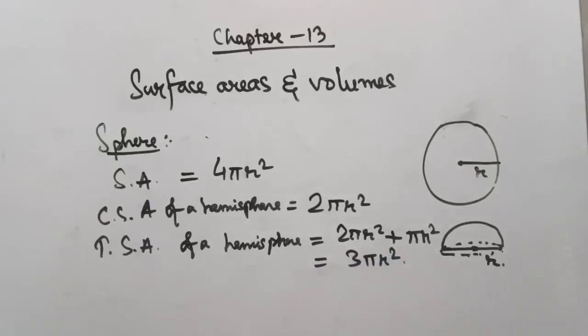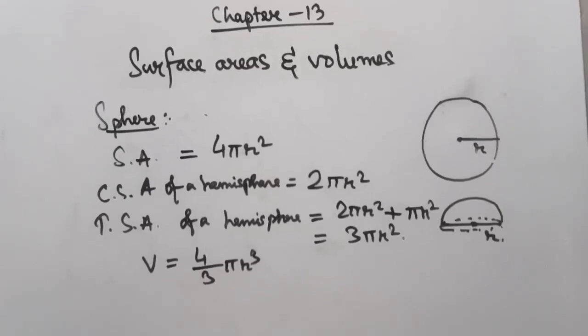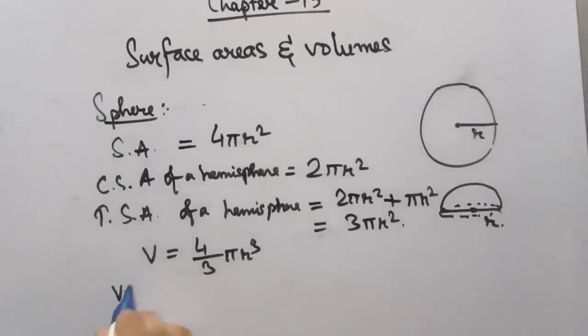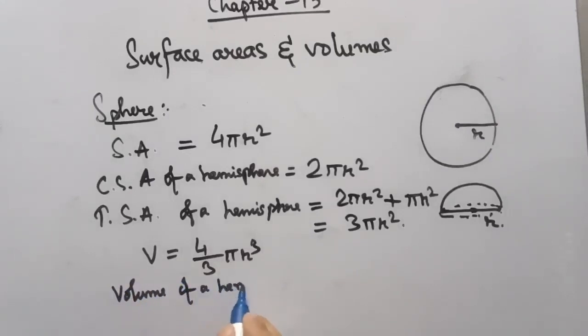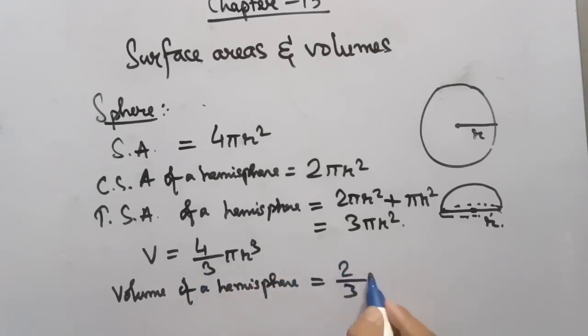Now let us study about the volume of a sphere. Volume of a sphere is given by 4 by 3 pi r cube. So the volume of a hemisphere will be half of this, that is 2 by 3 pi r cube.